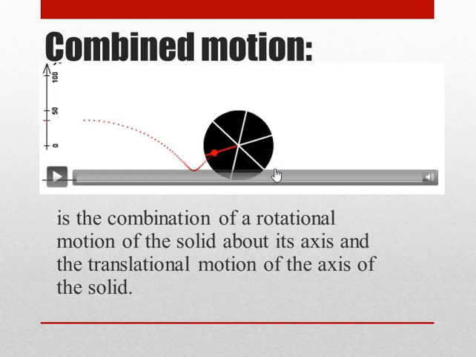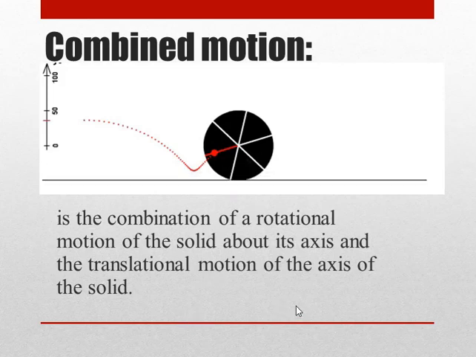This happens in the motion of the earth about itself and about the sun. It rotates about itself but circulates, or translates, about the sun. And this is true for any wheel moving on the ground.